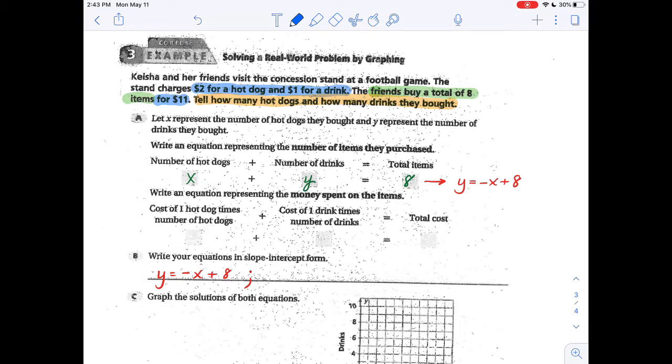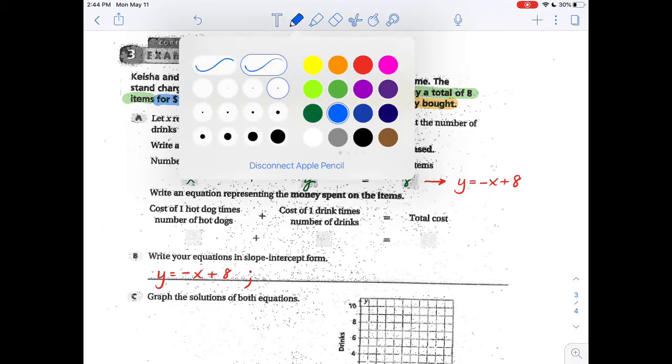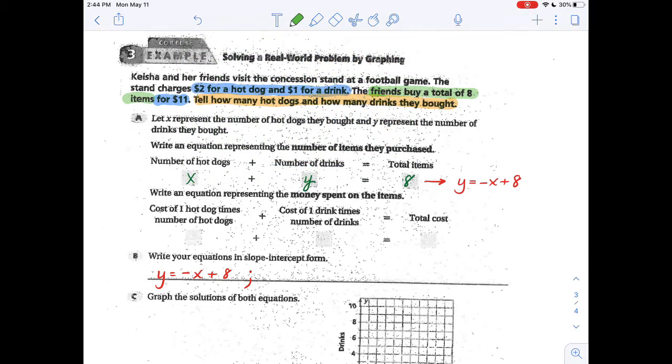So I highlighted them for you with Keisha and her friends at this football game. First, they're talking about how much things cost, and then they're talking about how many things they buy. Those are the two separate equations we're going to look at. So if I look at what's in green here, I can see those friends are going to buy a total of 8 items.